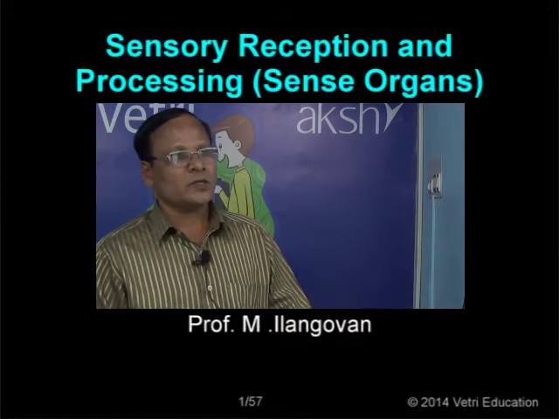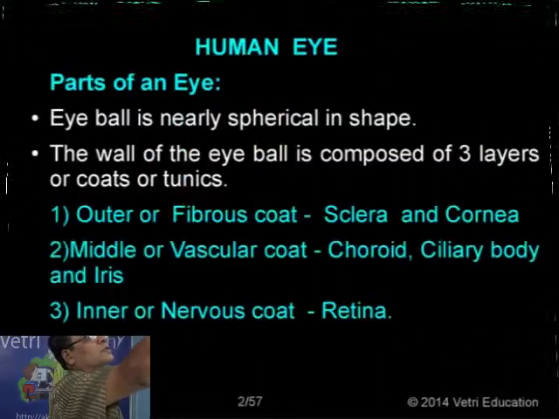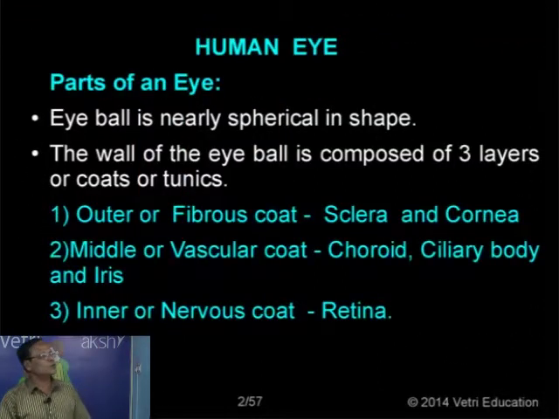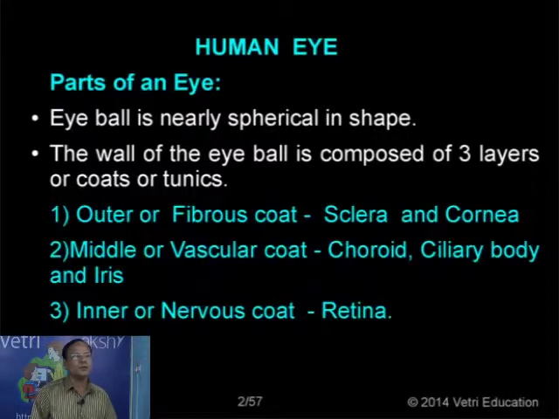So I would like to start with the photoreceptor structure in the body, namely the human eye. The human eye is located in the eye orbit. It is normally spherical in shape, and the movement of the eyeball is controlled by 6 muscles, innervated by the cranial nerves 3, 4 and 6. So the movement of the eyeball is controlled by 6 muscles.